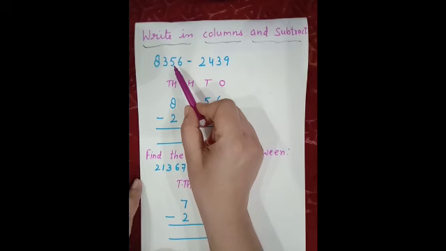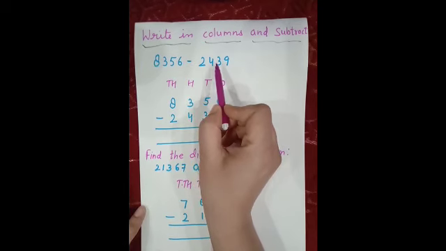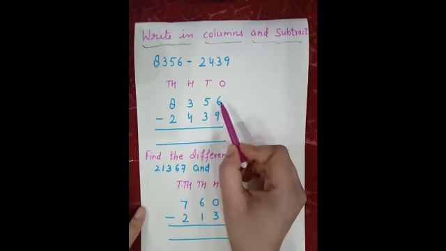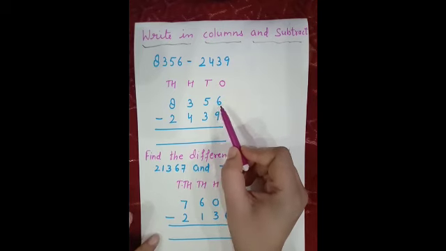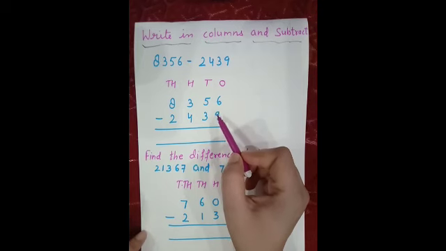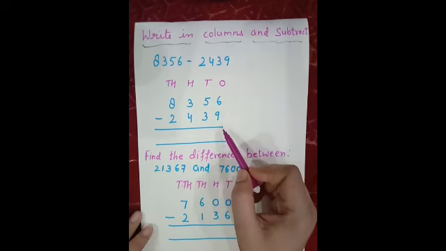So it is understood that when the minus sign is already given, the number before the minus sign is the greater one and the number after the minus sign is the smaller one, and the greater number always comes on the top and the smaller at the bottom. The number written on the top in a subtraction sum is known as the minuend, and the number written at the bottom is known as the subtrahend.